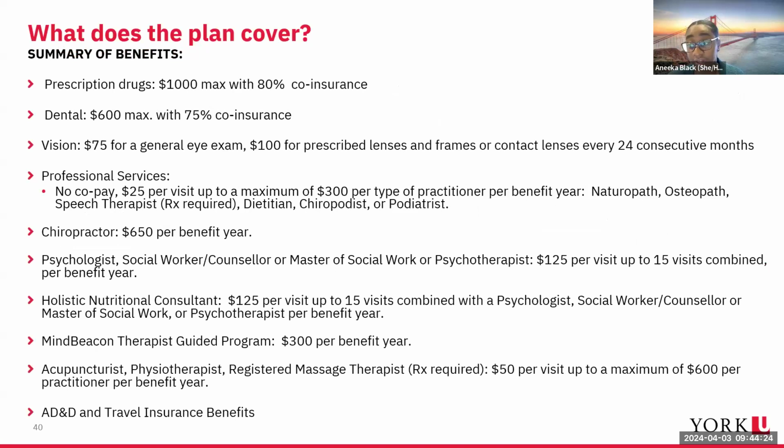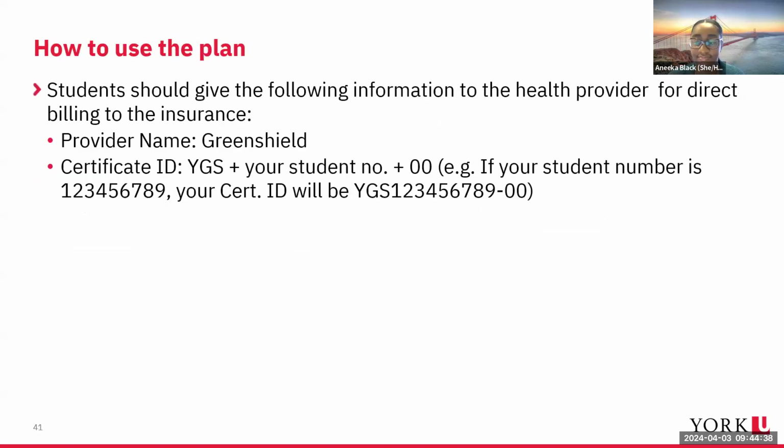So as mentioned earlier, the plan covers your prescription, dental, and even your vision needs. Here you can find a summary of the benefits, which tells you what percentage of the total cost of your plan will be covered. To use your plan, your health provider can direct bill your insurance provider, which is Green Shield. Your insurance number would be YGS plus your student number plus a 0, and an example is included here for you on the slides.